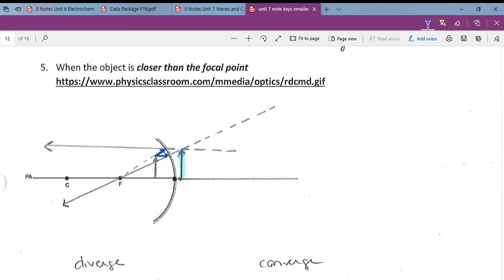So I've got my two incident rays. Now I want to draw my two reflected rays.